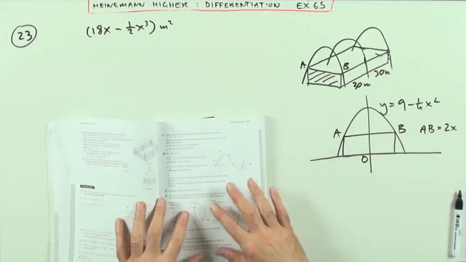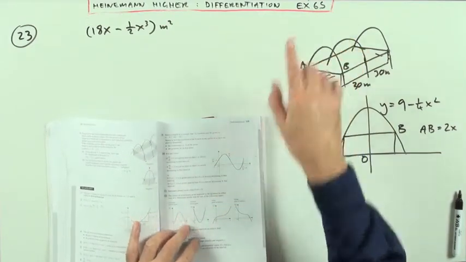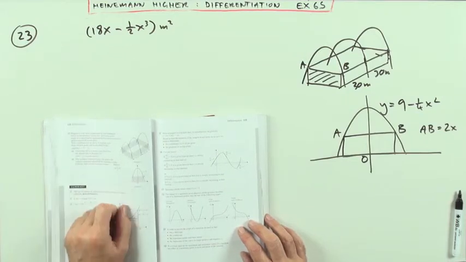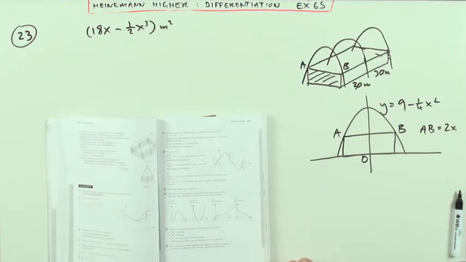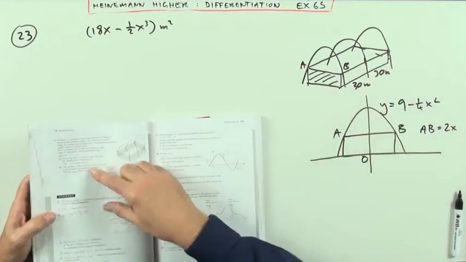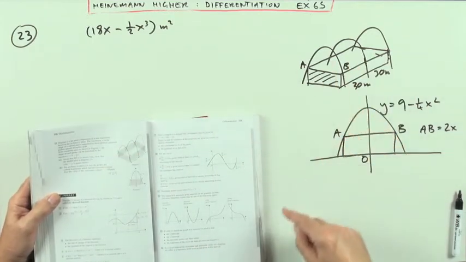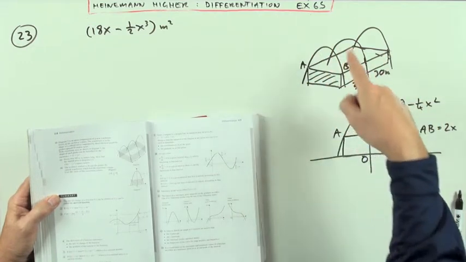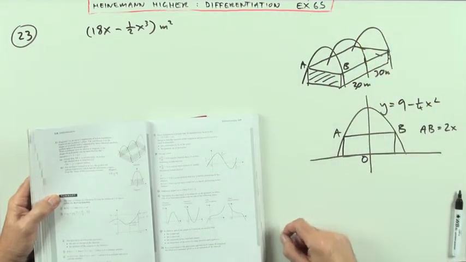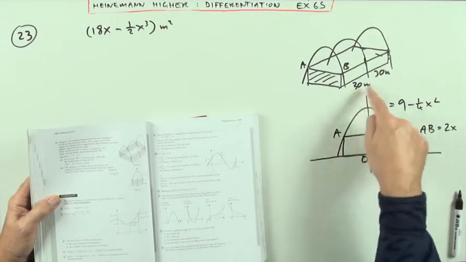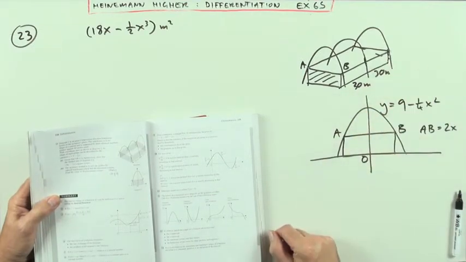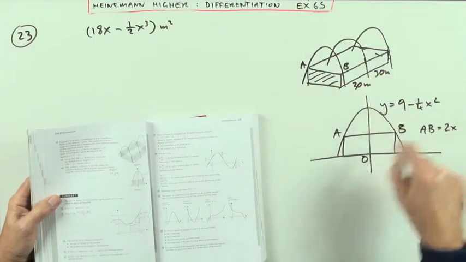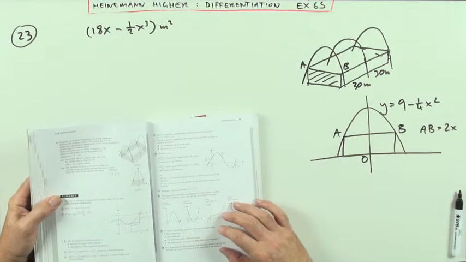Heinemann Higher. Chapter 6 in Differentiation, mixed exercise 6S, the last question, number 23, a previous higher question from 1989. Now, again, the description's all there. There's a new warehouse. It's in the shape of a cuboid, so that's that box at the bottom. It's supported by 3 identical parabolic girders, spaced 30 metres apart, so at least it's got a fixed length. And it says the shape of each girder follows this equation: y equals 9 minus a quarter x squared.